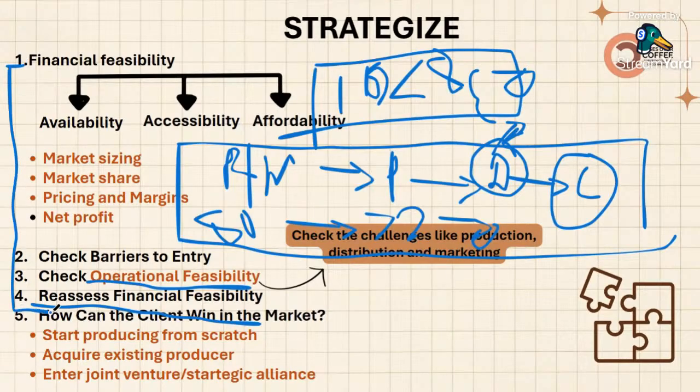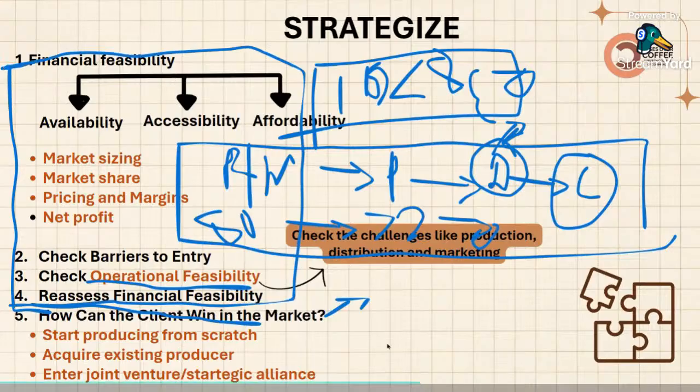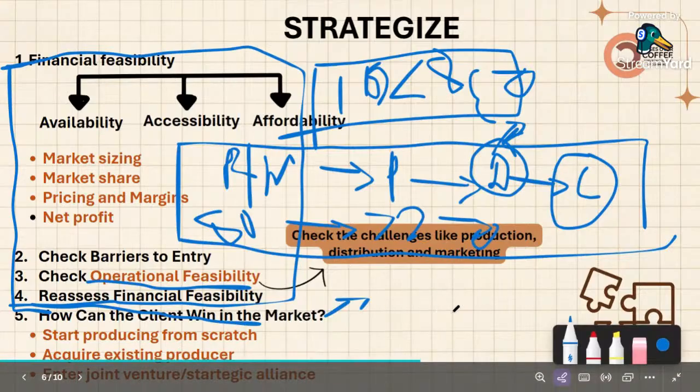After doing this entire financial feasibility analysis, we will be moving to the next part, which is how the client can still win the market. I mean, from this point till this point, we came to the conclusion that the company should not enter the market. But if this company still wants to enter this market, then what could be the possible things? The very first thing could be that they can start manufacturing, producing from scratch. There can be multiple cases. They can acquire an existing product, and then they can start a joint venture or strategic alliance.